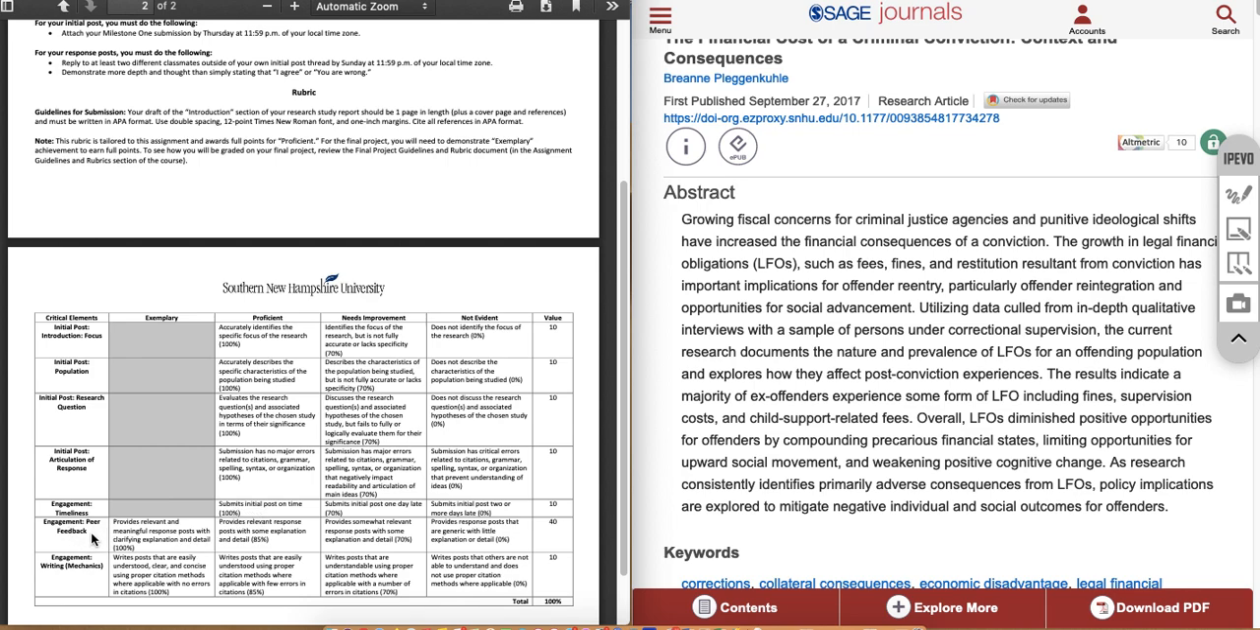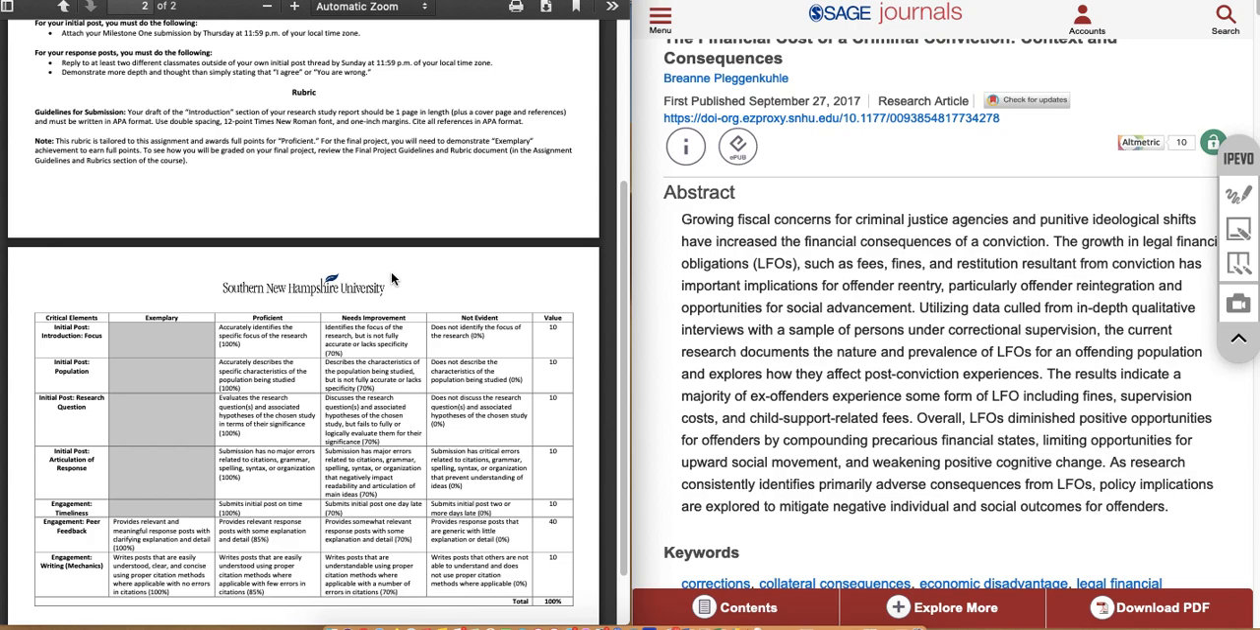So engagement, peer review, feedback. So make sure it's a relevant and meaningful response. "I agree with you" or "a great idea," that's not helping your fellow peers. So you want to make sure it's significant. And then engagement, writing mechanics. So you're easily understood, clear and concise, using proper citation methods where applicable, with no errors in citation.